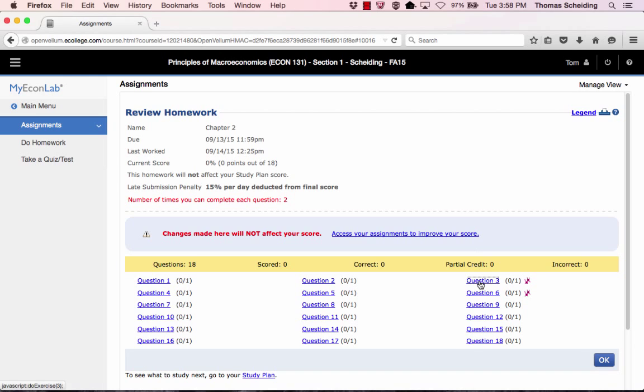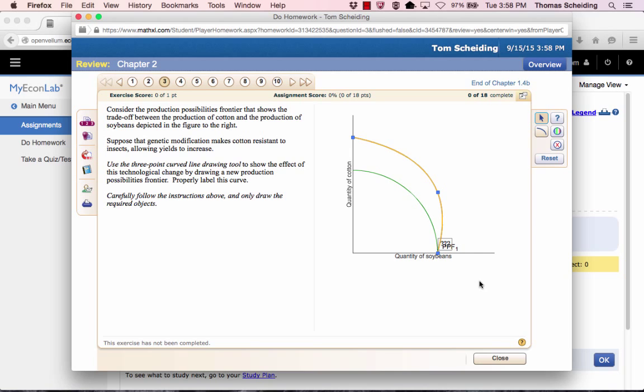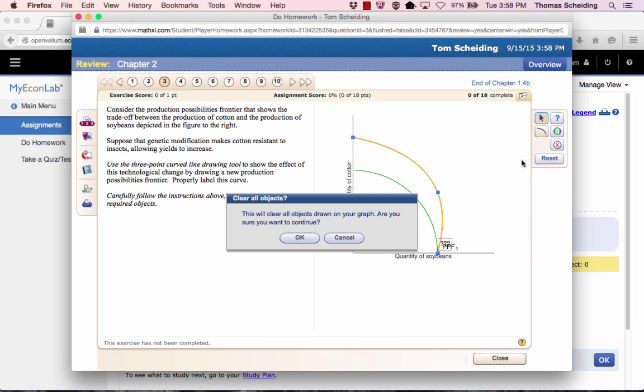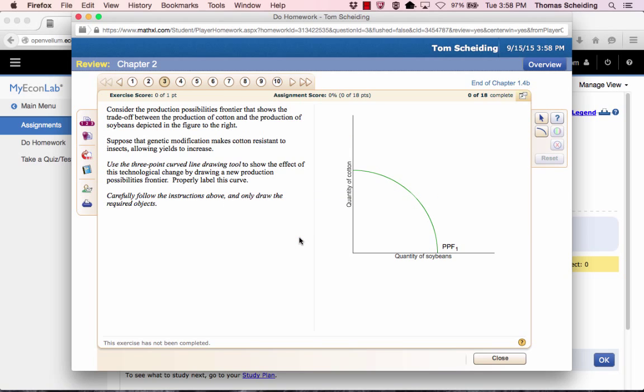So let's look at the question here. So here's an issue. Let me just reset this so you can't see the answer. We have an issue here where we have a production possibilities frontier. And in this kind of frontier, again, on the X and Y axis are the quantities of two different products, in this case, cotton or soybeans. So in this country, or in this area, there's cotton and soybeans.